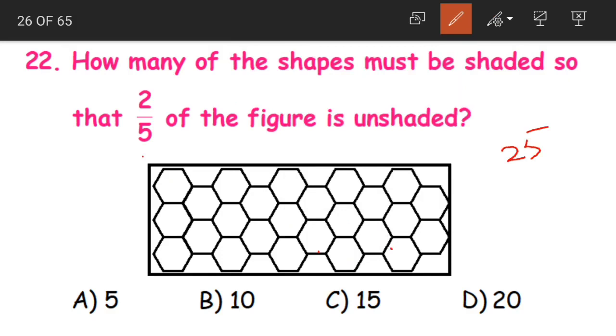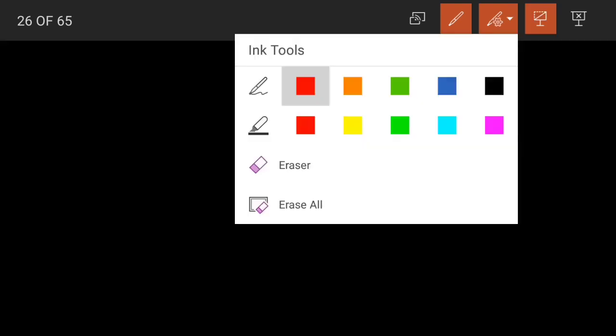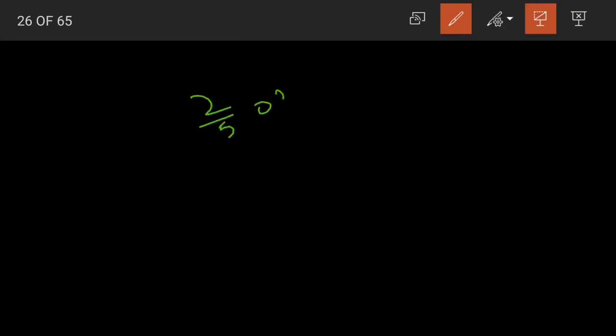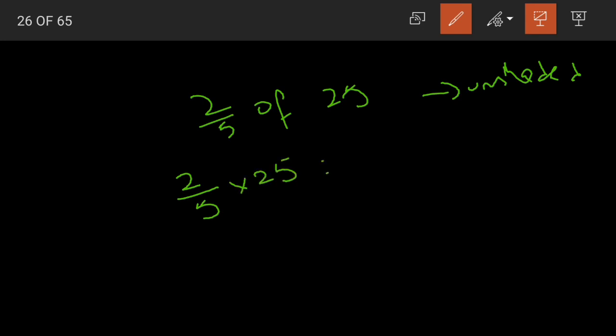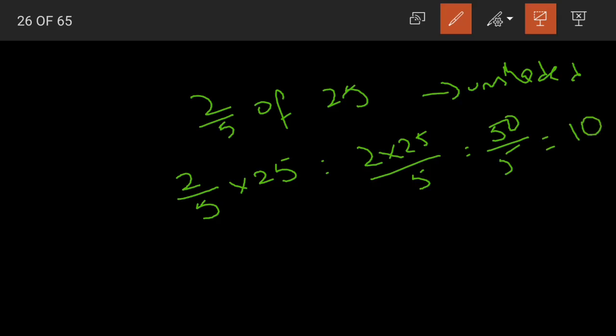Now from that, 2 by 5 should be unshaded. Again, the "of" has come here. 2 by 5 of 25 must be unshaded. Let us find out what is 2 by 5 of 25. 2 by 5 into 25 is equal to 2 into 25 divided by 5, is equal to 50 by 5. 50 divided by 5 is 10. Yes, so 10 should be unshaded. Out of the given 25 shapes, 10 should be unshaded.